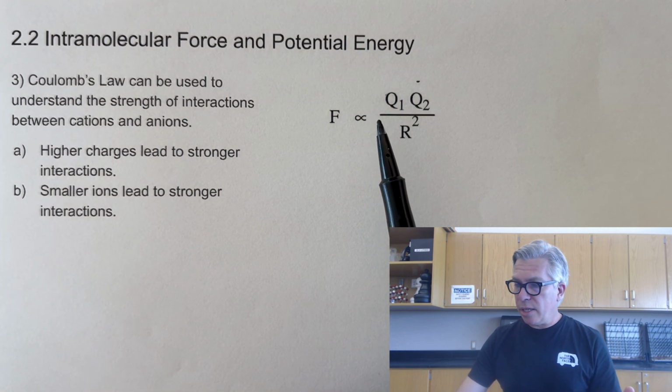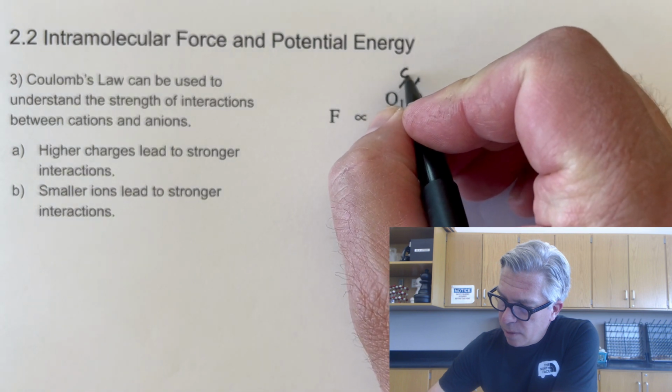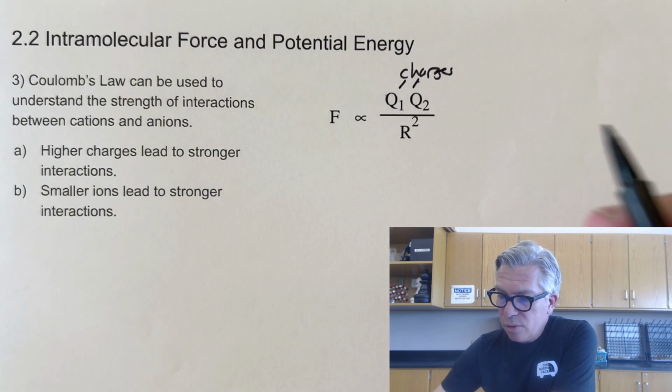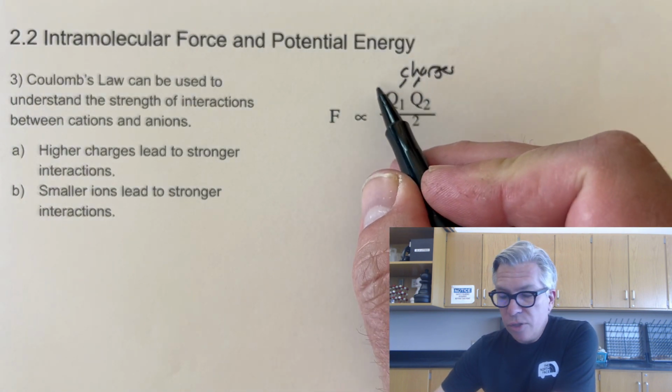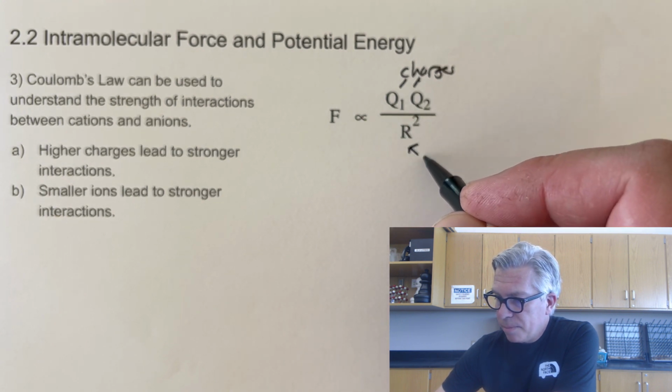But you should know that Q1 and Q2 are the charges of the ions, maybe a +1 and a -1 or a +2, -2. And the R stands for the distance between them.